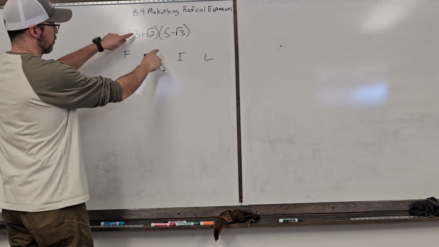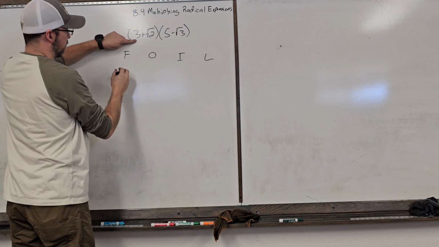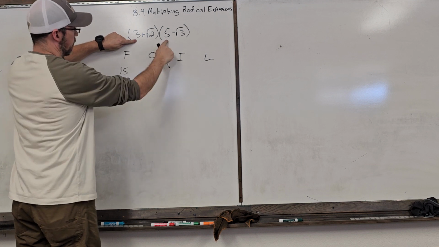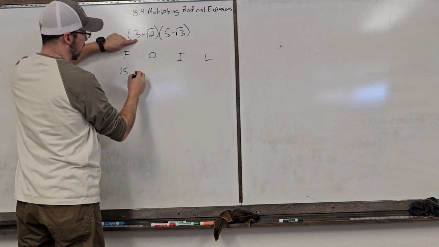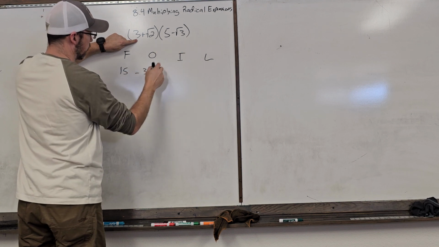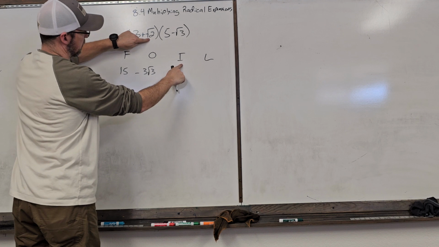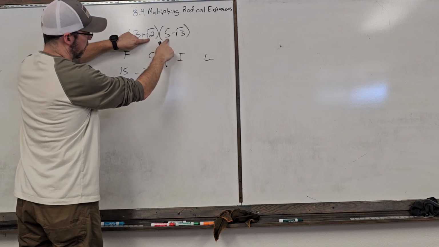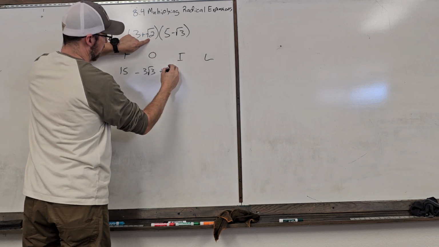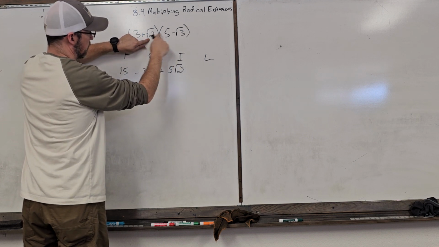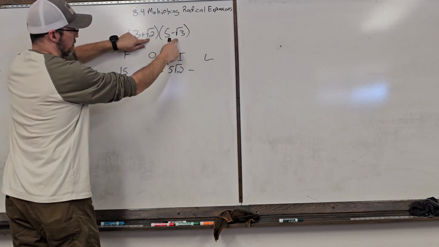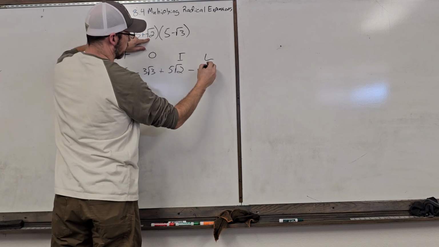FOIL, first times first. 3 times 5 is 15. Outside times outside, 3 times the negative square root of 3 is minus 3 square roots of 3. Inside times inside, the square root of 2 times 5 is plus 5 square roots of 2. Last times last. A positive times a negative is a negative. The square root of 2 times 3 is the square root of 6.